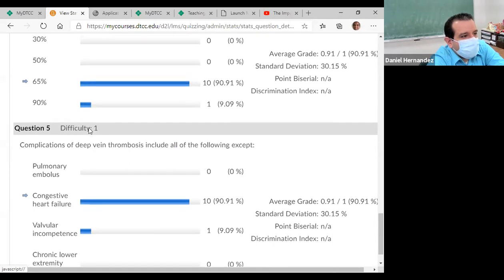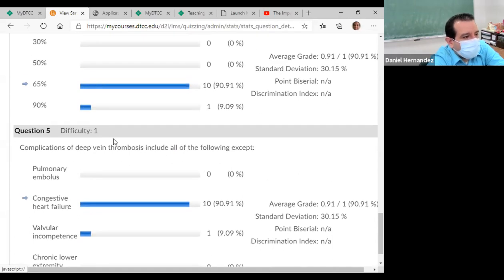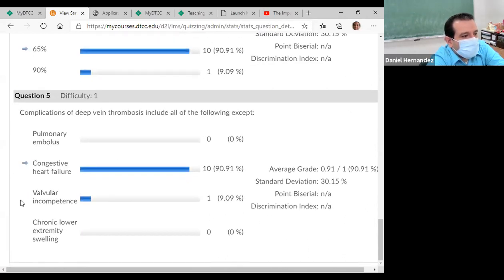So complications of deep vein thrombosis include all of the following except. So a complication for sure is pulmonary embolus. We can wind up with valvular incompetence. DVTs can damage those valves. Patients can wind up with chronic lower extremity swelling. So the only one that isn't a complication would be congestive heart failure.